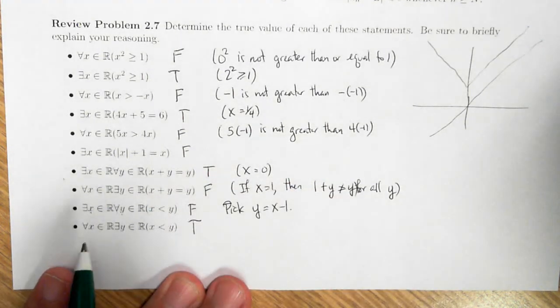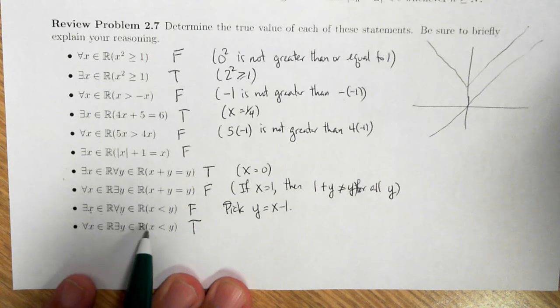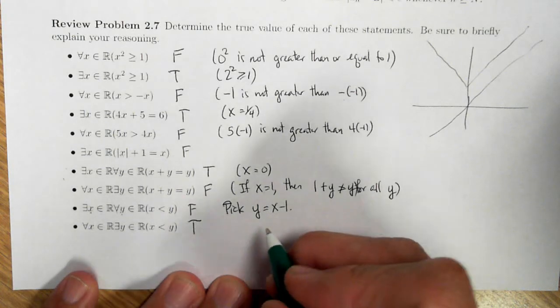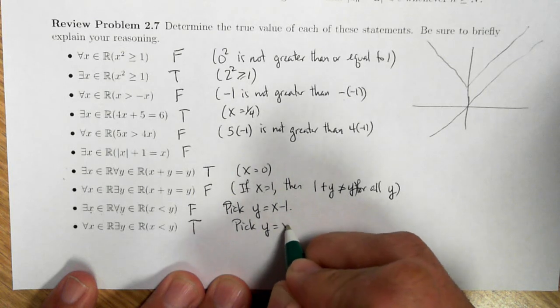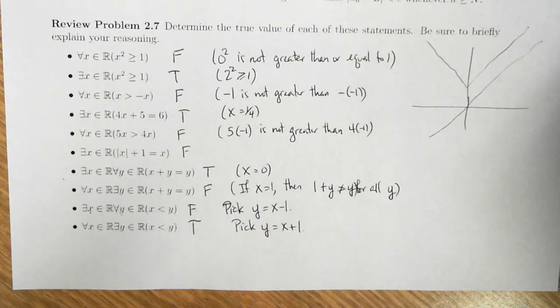This one's true. For all x, there exists a y such that x is less than y. And so to show it's true, we'll pick y equal to x plus 1. Okay, so those are the truth values of these statements.